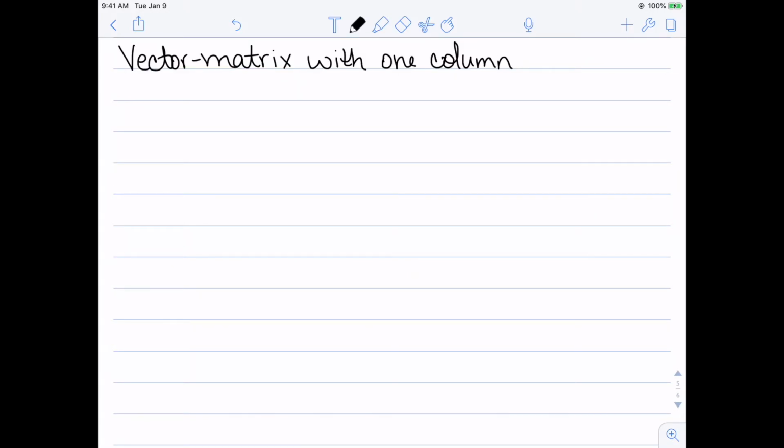A vector is a matrix that only has one column, such as this one here, 4, 2, 1. While matrices are denoted by capital letters, vectors tend to be denoted by lowercase bold letters, or if we're handwriting, with these little arrows above them.